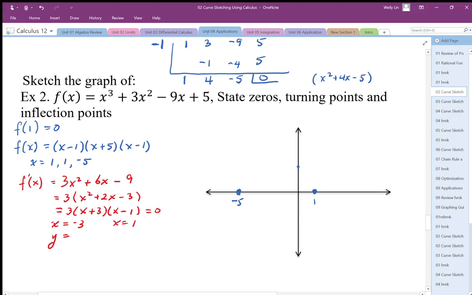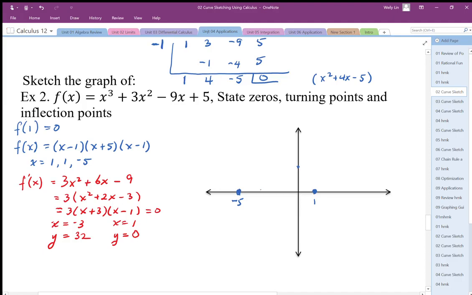Plug negative 3 into here. I get negative 27 plus 27. That cancels. Positive 27 plus 5 is positive 32. Okay, so it looks like it's way up here. When x equals 1, I'm going to plug it in. Well, we know what it is. It's going to be y equals 0. Sorry, x equals 1, y equals 0, because we know the minimum bounces here. Okay, so there it is.